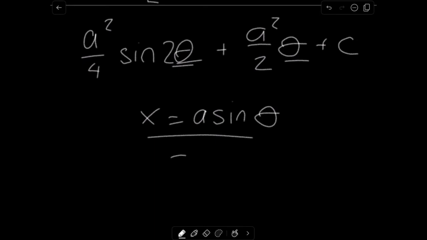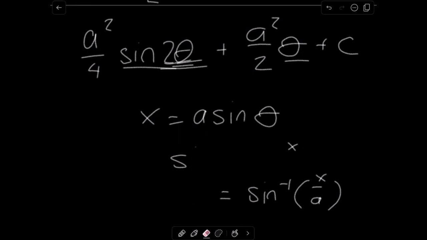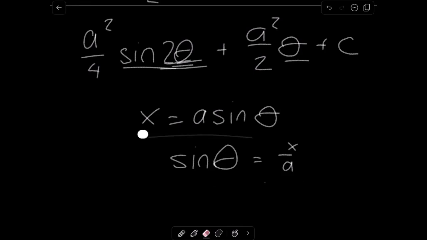We can have sine theta is equal to x over a, and theta is equal to arc sine. So this is not sine to the power minus 1, it's arc sine. That's going to be arc sine of x over a. There's theta solved for, so we can get rid of that. Now we need to deal with sine of 2 theta. How are we going to work with that?